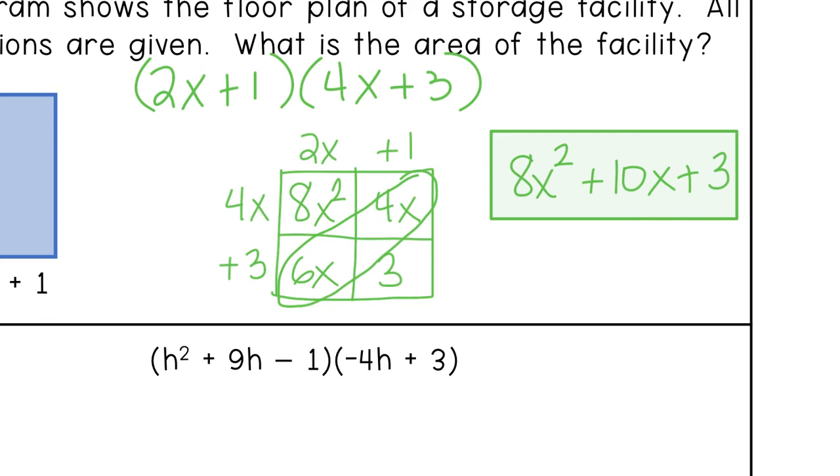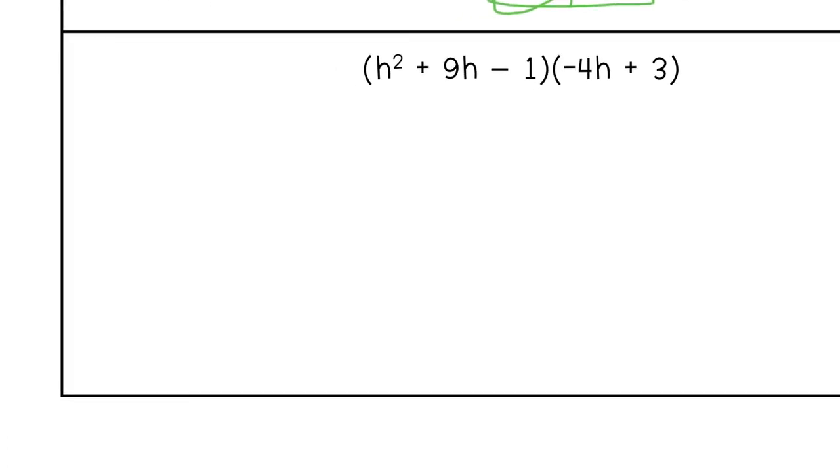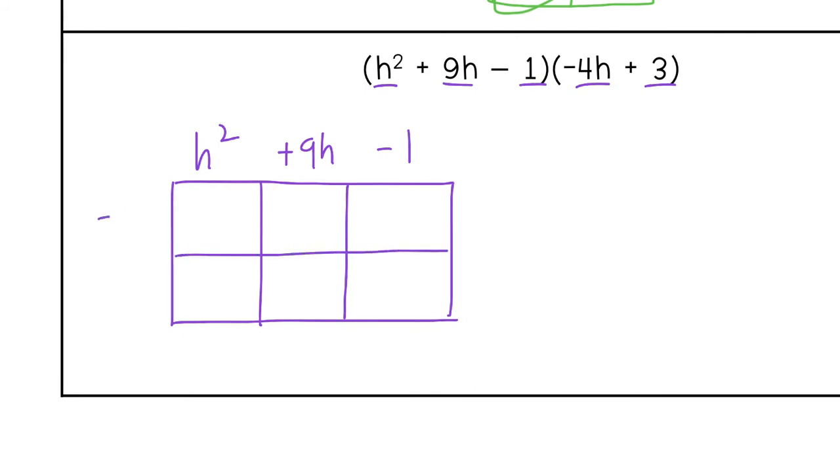Okay, and then that one at the bottom, I have h to the second power plus 9h minus 1 times negative 4h plus 3. So this time it's a lot longer. We can still use the box method. It's just going to have to be a bigger box. So this time, since this first one had 3 terms, I need to separate this into 3 columns. h squared plus 9h minus 1. The second one has 2 terms, so I need to separate this into 2 rows. Negative 4h plus 3.